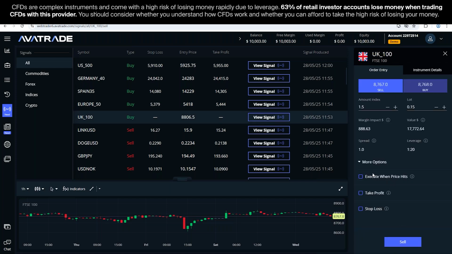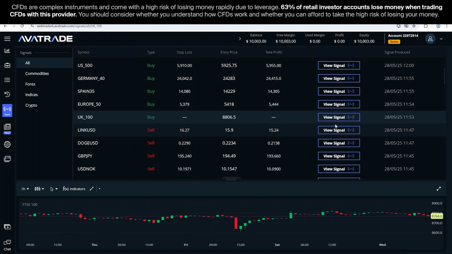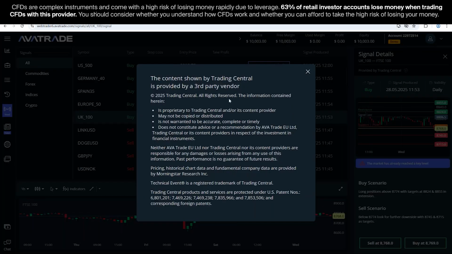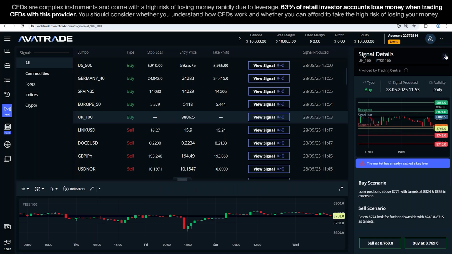Again, it's not available. I know a very common question is, okay, so when will FTSE have a signal again? We don't know that. Nobody can know that. We can only come back to the signal section, refresh, and maybe see it again. Okay, so this is what a signal that looks like this means. It's also important to know that the signals are produced by Trading Central and not AvaTrade.